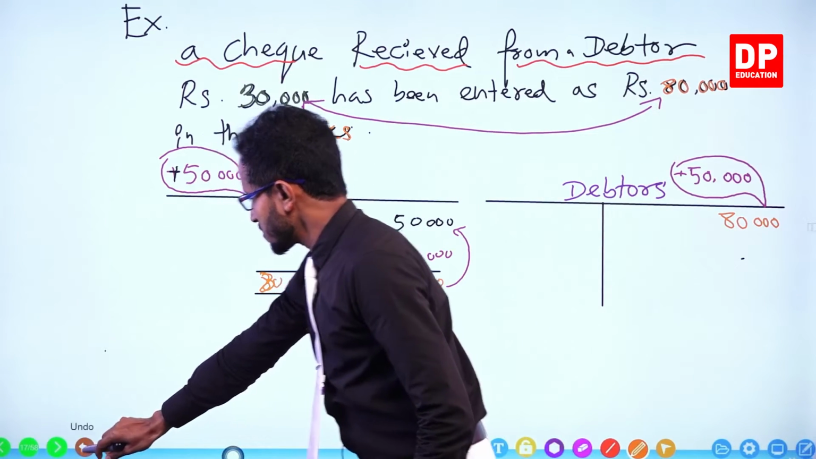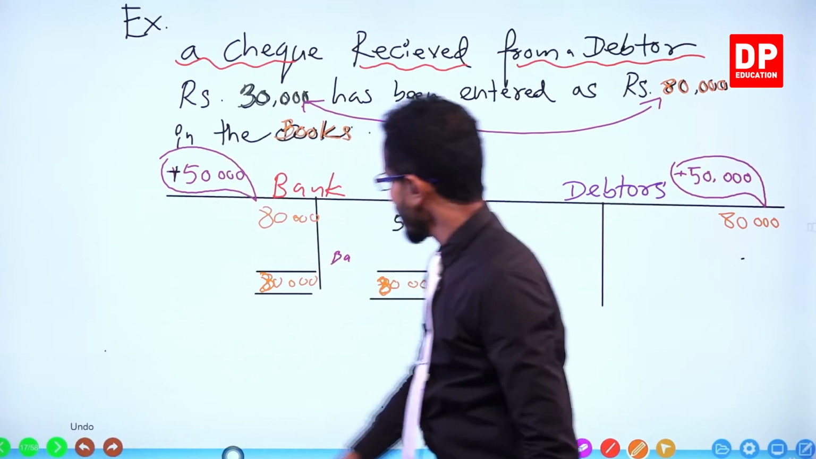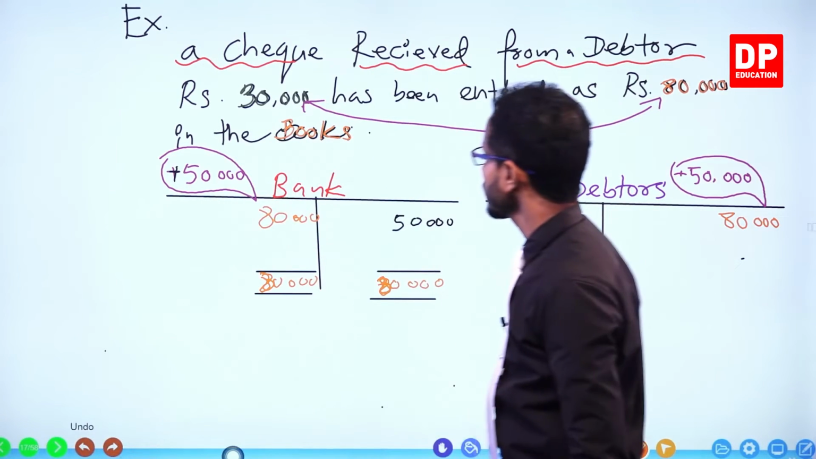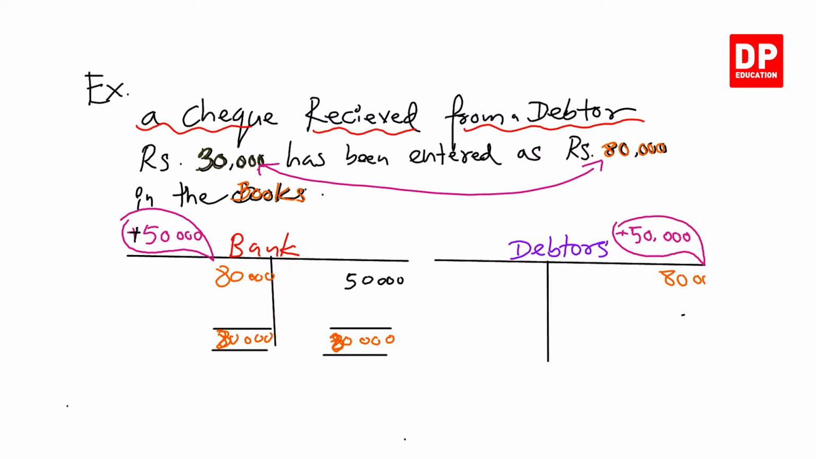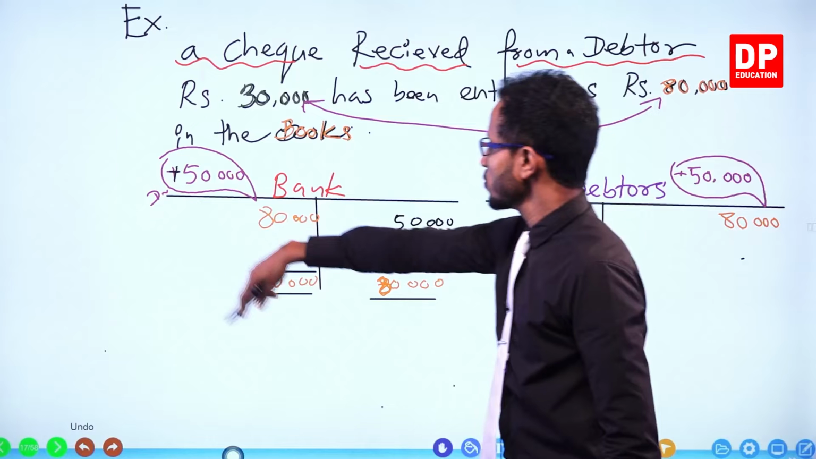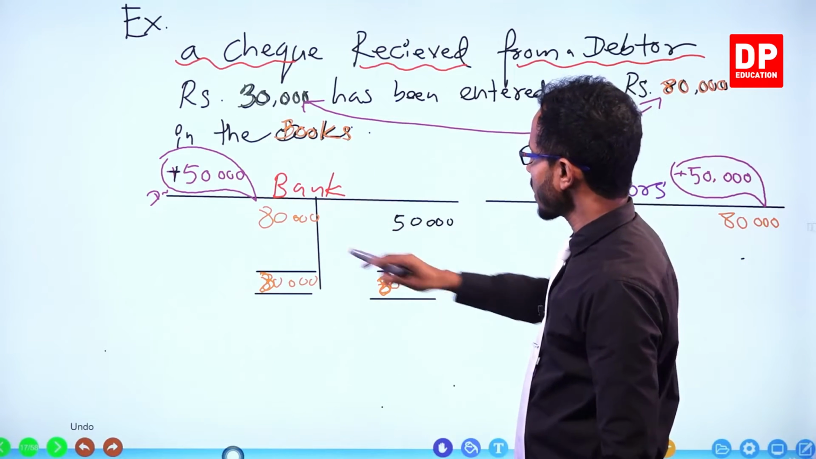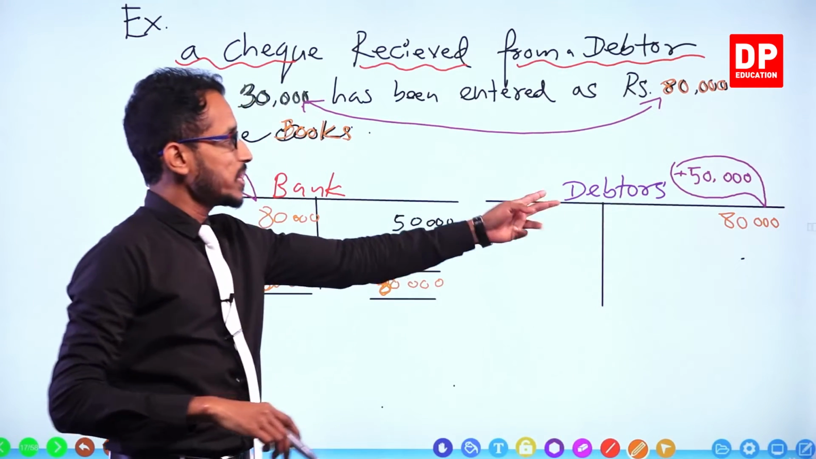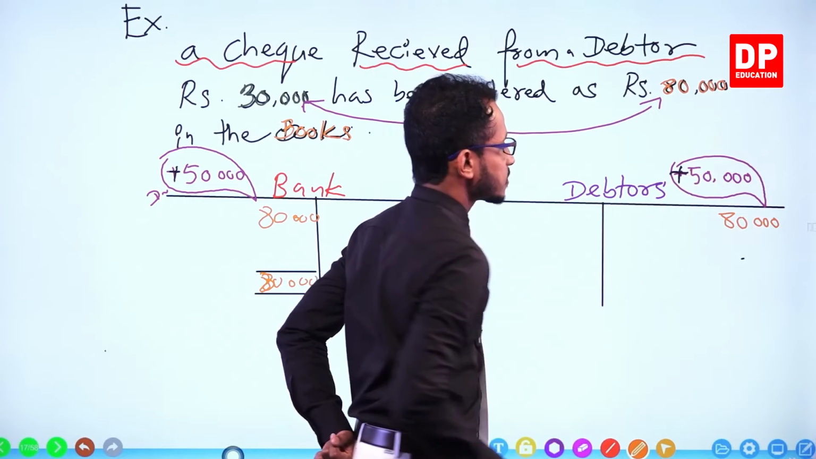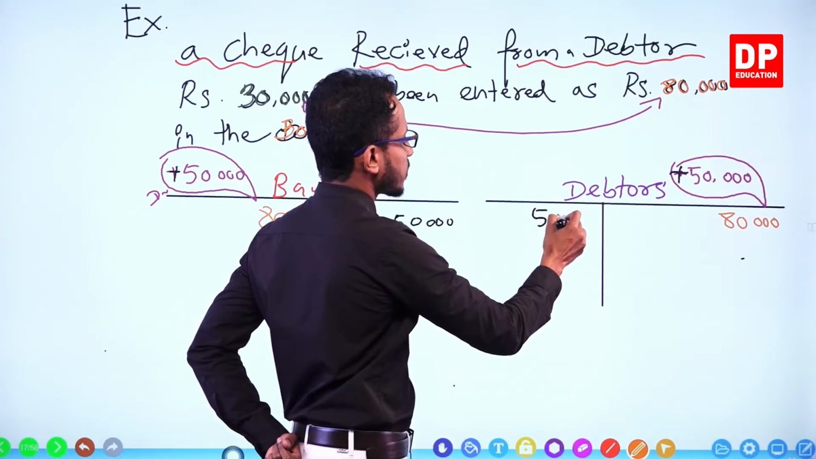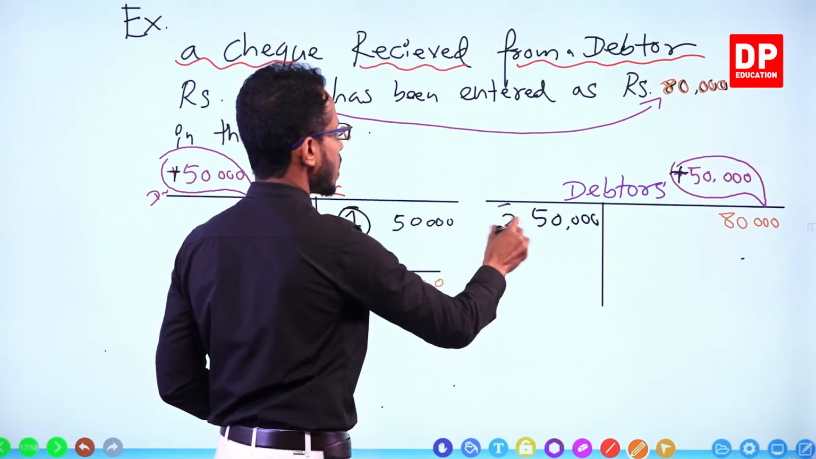You don't have to do all these things, okay? You just decide what to do to correct this error, having 50,000 excess in the debit side. For that, you credit 50,000. So bank account credit 50,000, and what to do with the debtors account? In the debtors account, the credit side is excess. To cut that off, you debit 50,000 to the debtors account. That is the double entry. 1, 2, double entry is done.